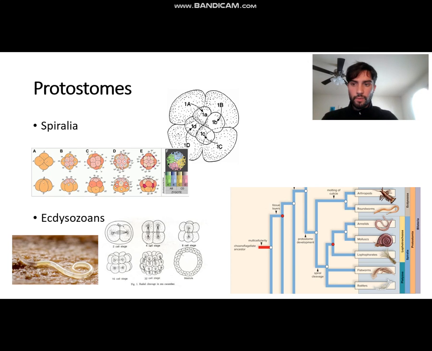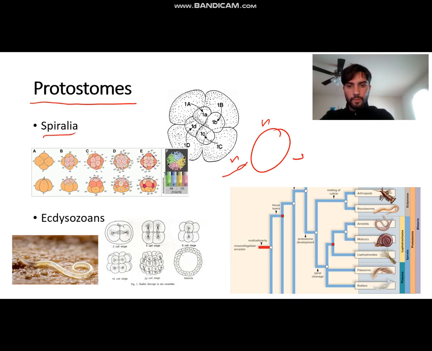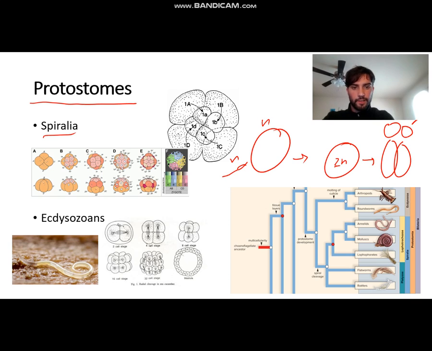Alright, so we have protostomes then, where the blastopore will develop into the mouth first, and this includes Spiralia, so all of the organisms that during development, after the egg is fertilized by the sperm, it will become a zygote, a diploid zygote, and it will need to divide. So it will start dividing, right? 2 cells, and then 4 cells. Well, you get the idea, right?